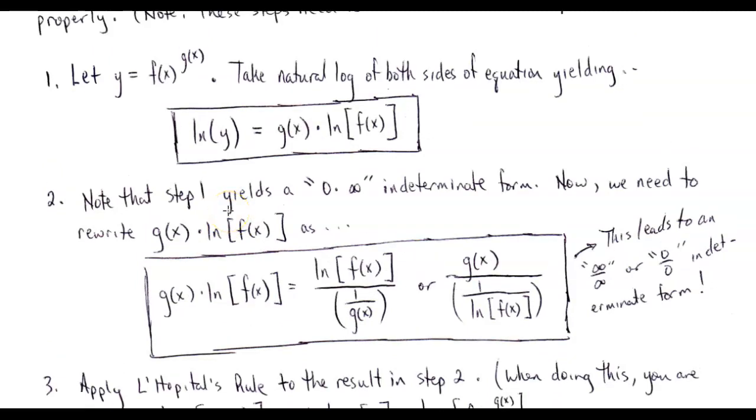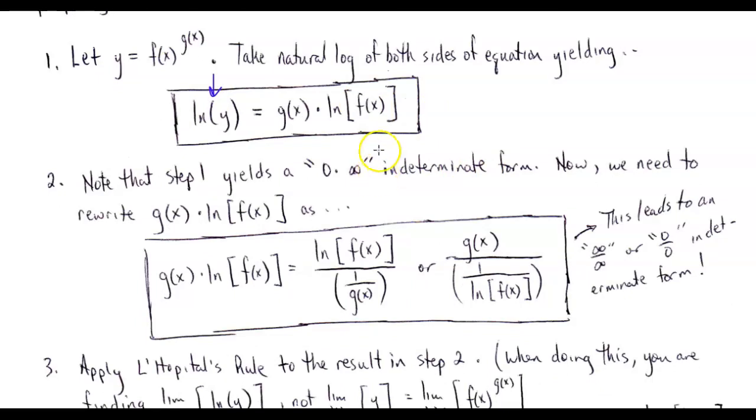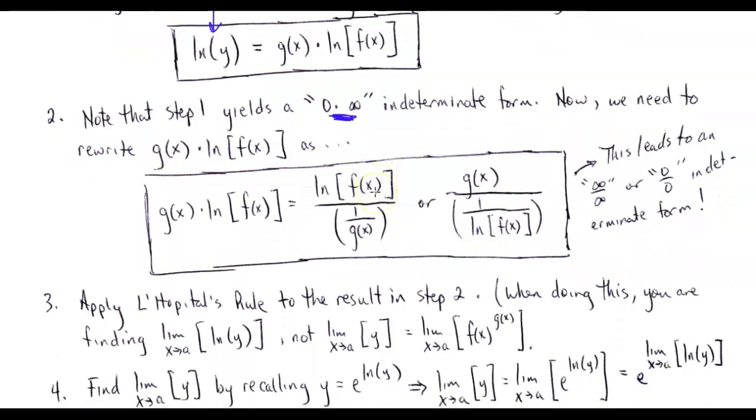So in short, what this says is that we're going to let whatever our function is, a function raised to another function, be y. And instead of trying to evaluate the limit of y directly, we're going to evaluate the limit of the natural log of y. By doing that, we're forced into this zero times infinity, or indeterminate product, form. And of course, we know how to deal with indeterminate products.